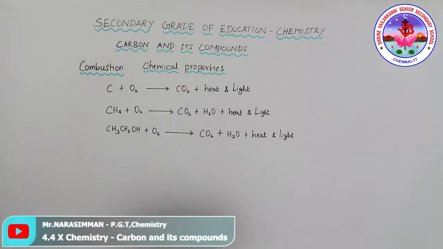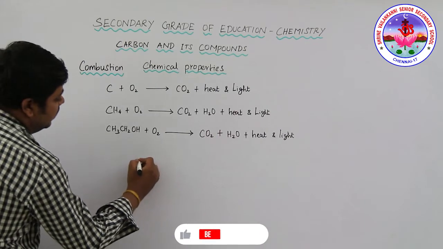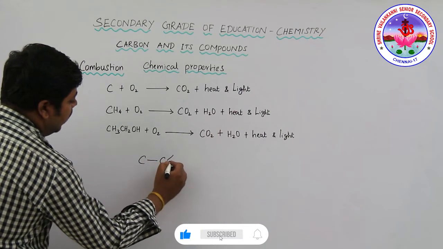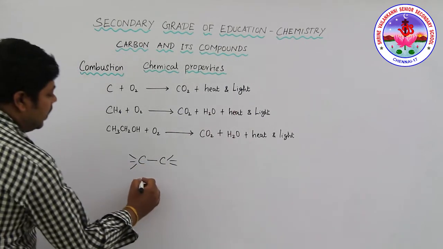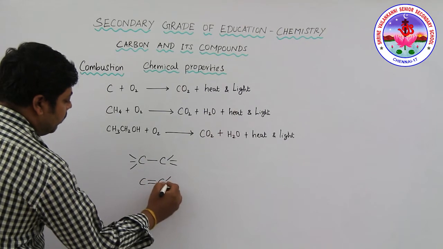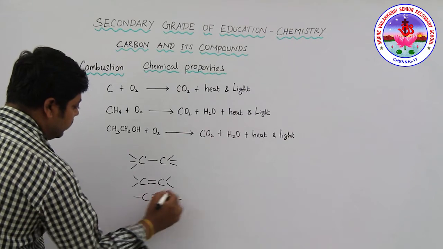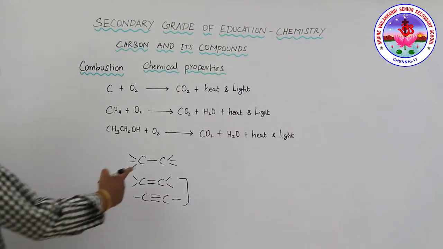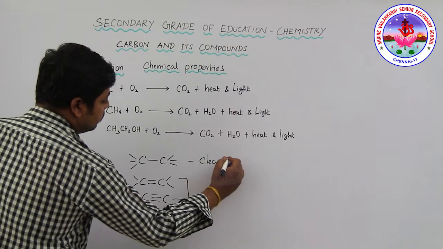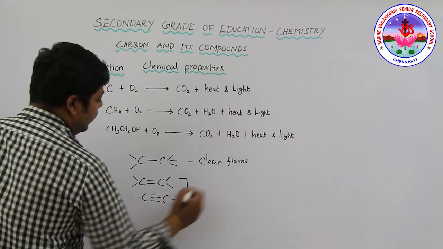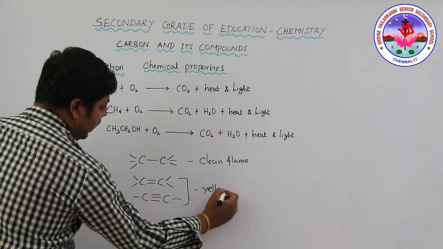Usually, you know what saturated and unsaturated compounds mean. Carbon-carbon single bond compounds are saturated compounds, and carbon-carbon double bond and carbon-carbon triple bond compounds are unsaturated compounds. We already saw this in the previous section. The saturated compound usually gives a clean flame, but the unsaturated compound gives a yellow flame.